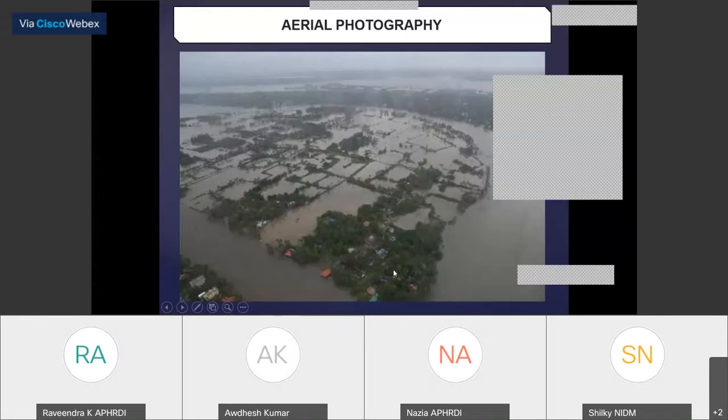Now, this aerial photography is very important, very useful. We can easily get a lot of idea where the animals' habitat is and what is the position of the deluge in that area.